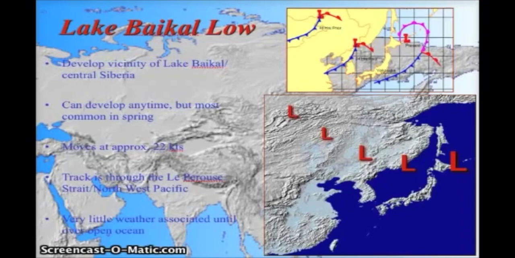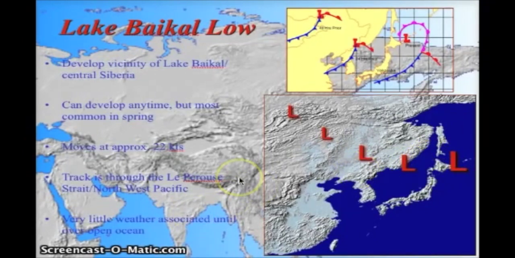So let's start actually with the Lake Baikal Low, and get into the specific lows and break them down here. This does develop in the vicinity of Lake Baikal, one of the deepest freshwater lakes in the world, up in this region right here. And basically it starts to move off towards the southeast, moving about 22 knots, so a pretty fast low actually. It tracks through the La Perouse Strait, eventually. Basically, that is the strait just north of Hokkaido.